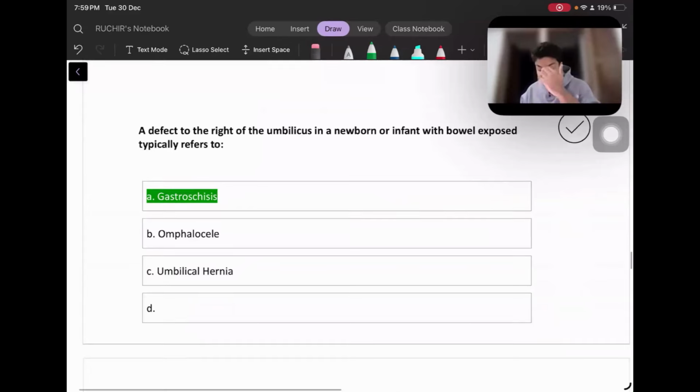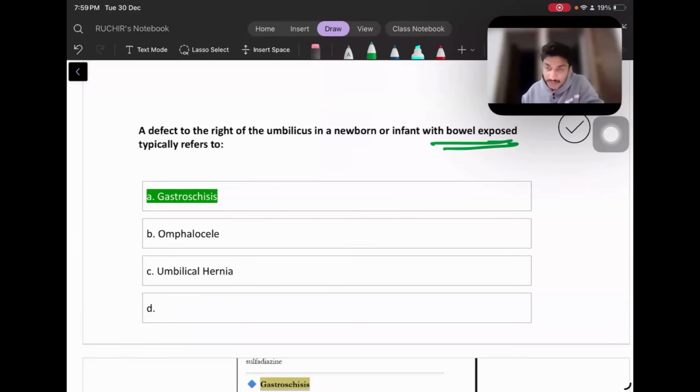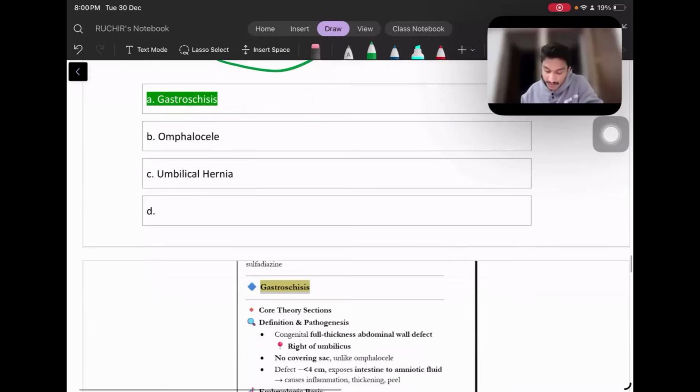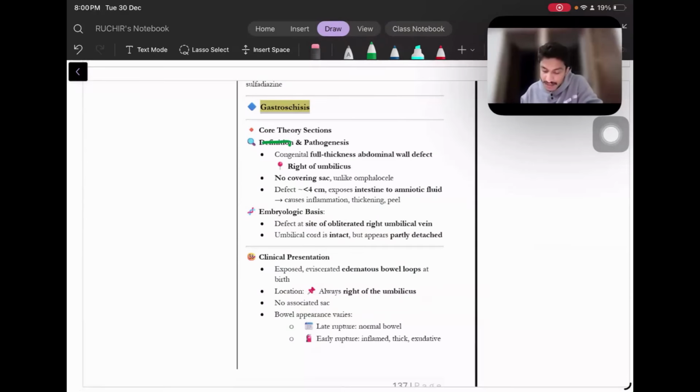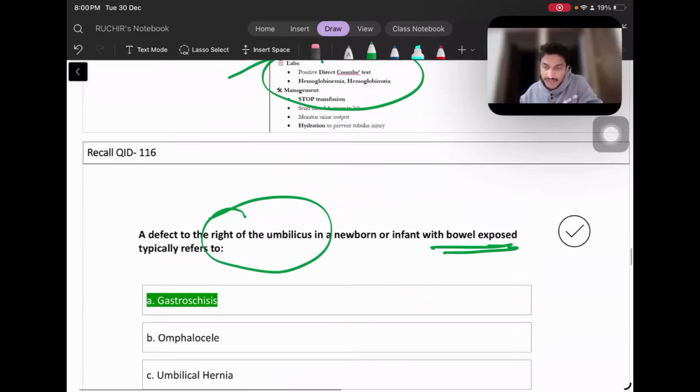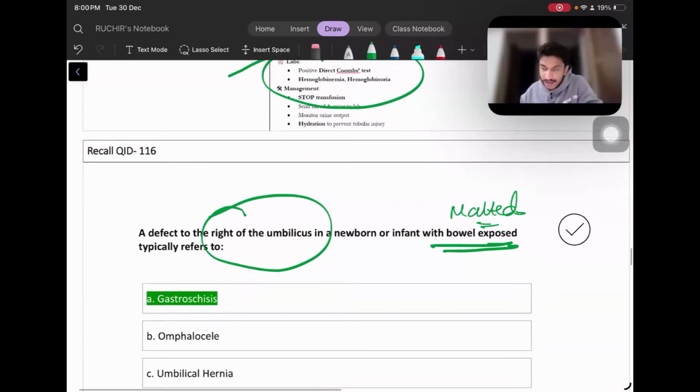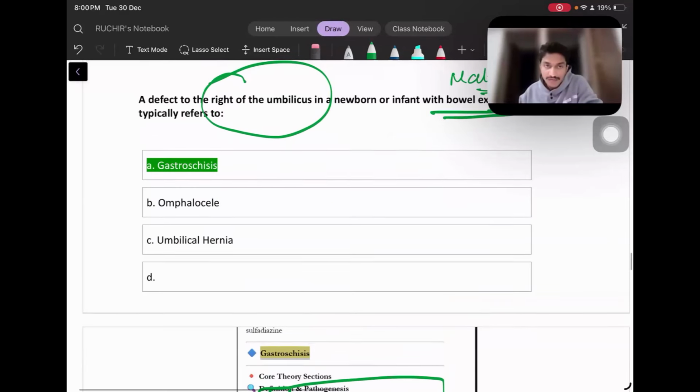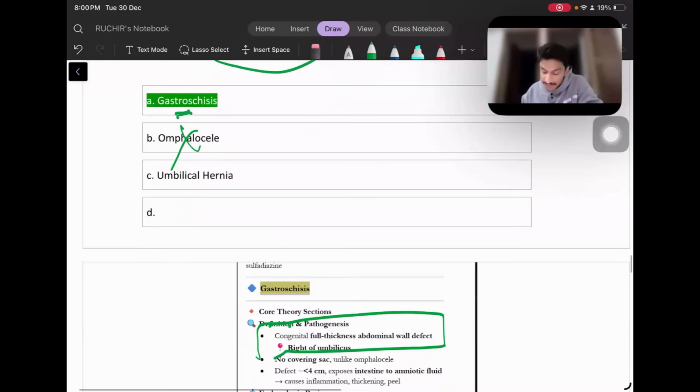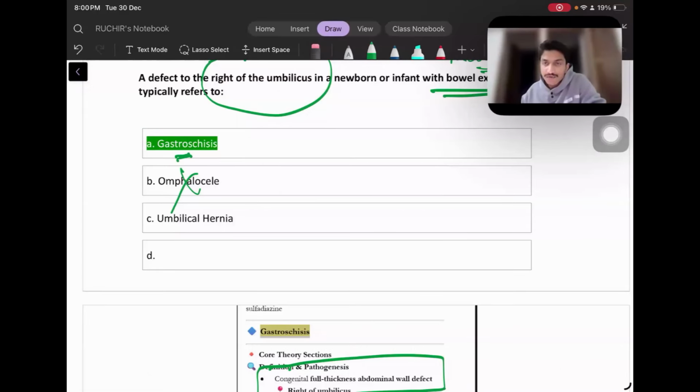Now, a defect to the right of the umbilicus in a newborn with the bowel exposed or matted. I think that is something you guys have said in the recall. So the correct answer is gastroschisis, and the key is the right of the umbilicus. That is a full thickness abdominal wall defect to the right of the umbilicus with matted bowel. So to the right of the umbilicus in a newborn, it cannot be omphalocele. It is only gastroschisis. What were the other two options? Please help me out with that. Umbilical hernia, and what was the fourth option?